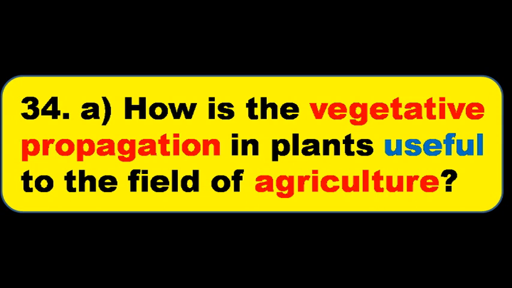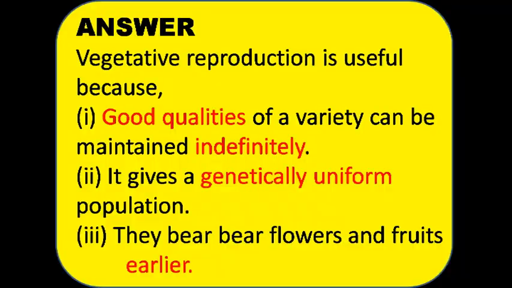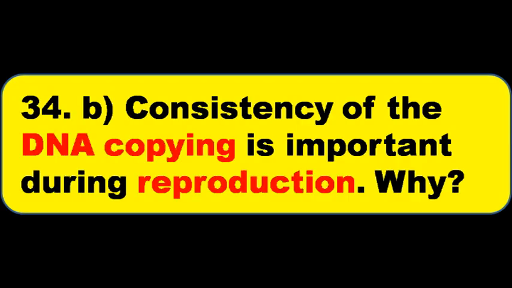How is the vegetative propagation in plants useful to the field of agriculture? Vegetative reproduction is useful because good qualities of a variety can be maintained indefinitely. It gives a genetically uniform population. They bear flowers and fruits earlier.